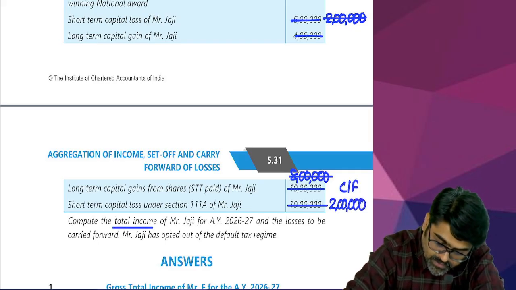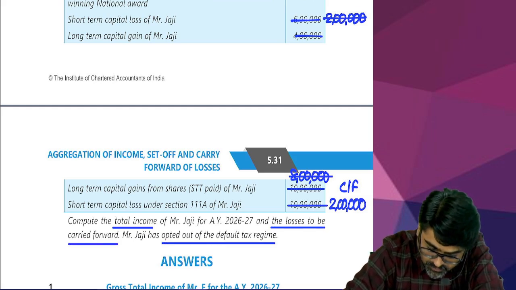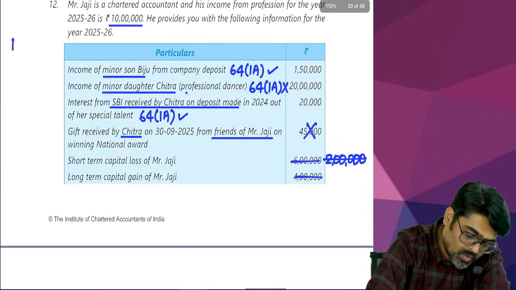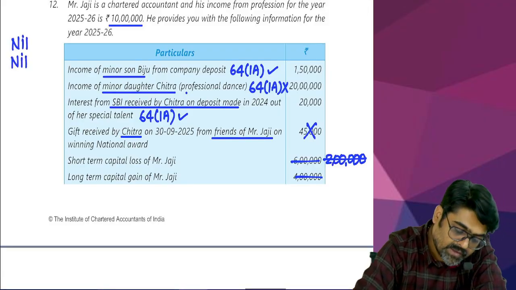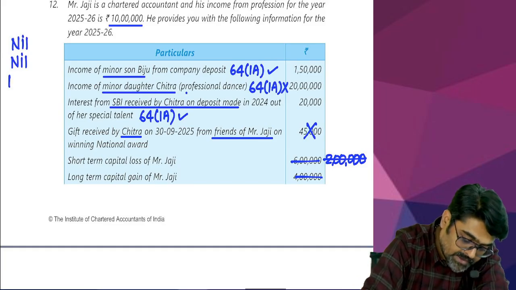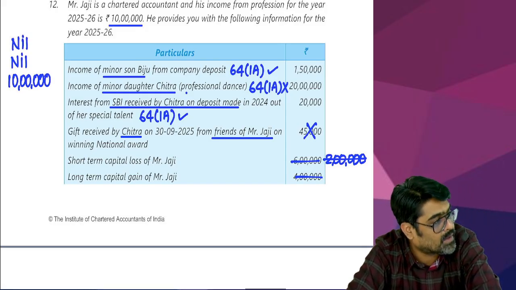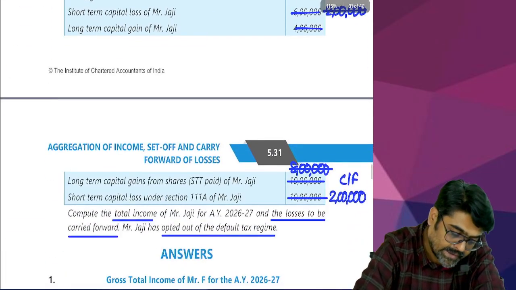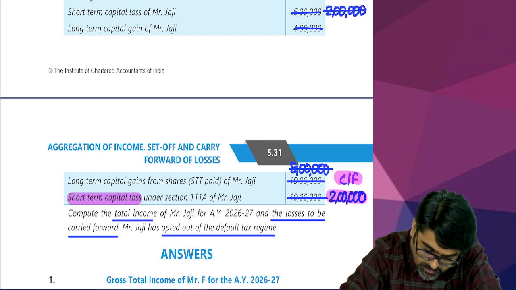Compute the total income and the losses to be carried forward. Okay, Jaji has opted out of the default tax regime. Now pay attention. Do you have any salary income? No, nil. Do you have any house property income? No, nil. Do you have any PGBP income? Yes, you have a PGBP income of 10 lakhs, income from profession. Do you have any capital gain income remaining? No, the entire capital gain income is gone, and 2 lakh rupees of short-term capital loss will be carried forward to the next year. Yes or no? So short-term capital loss amounting to 2 lakh will be carried forward.